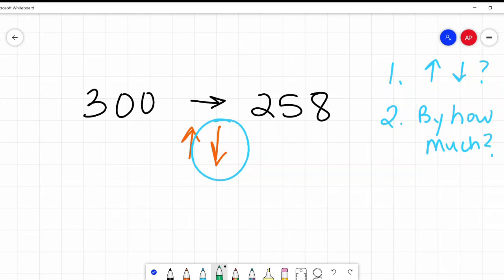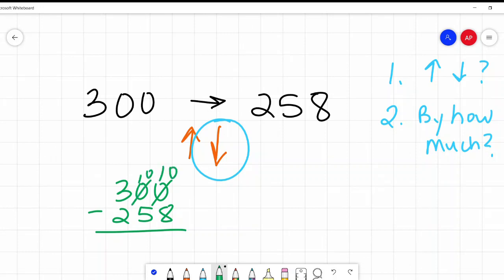So how much did it go down? Well, in this case, we can find that by subtracting. 300 minus 258, and we can say how far it went down. That's what it's going to look like if you're doing this the long way. You get 42. I'm assuming most of you are going to just type that into a calculator. So 300 minus 258, it went down by 42. Now we have our second piece of information.